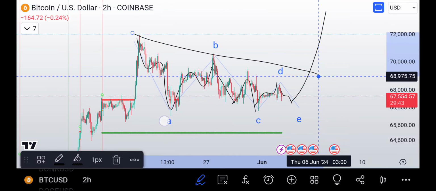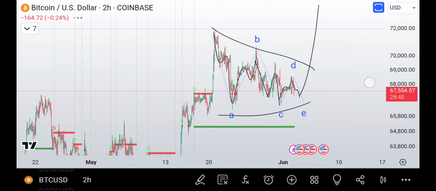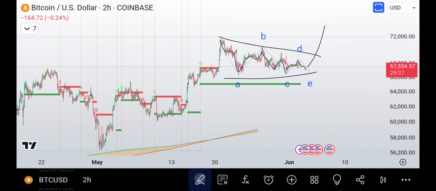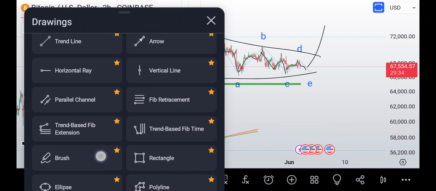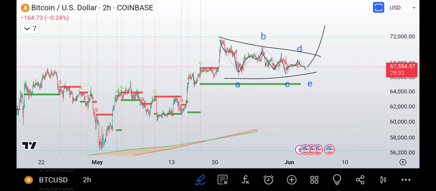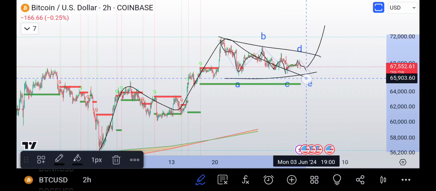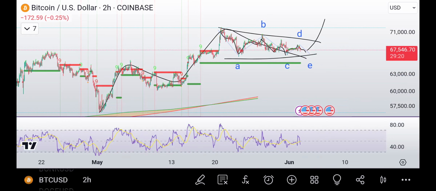So this would be a triangle, a real triangle, right? A contracting triangle. And triangles usually appear in 4th waves. So what do we have? We have 1, 2, 3, and 4. So the triangle is in the right spot. It has the correct waves. It is contracting, right? So now let's look at the RSI.